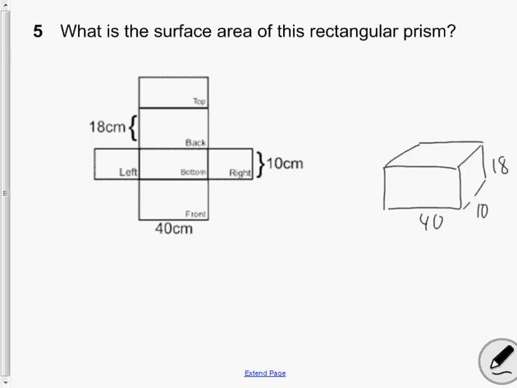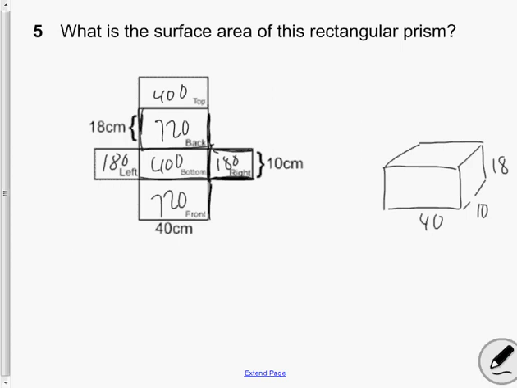So when I look at this, this is 40 by 10, which is 400. And if that's the bottom, the top is also 400. When I look at the back, this measurement here would be the same measurement as here, and this measurement here would be the same measurement as here, which means that back is 40 by 18, 40 by 18 right here, which is 800 less 40, 720, which makes this 720. And finally, this one here, since this was 10, and this is 18, this will be 180, and this will be 180.